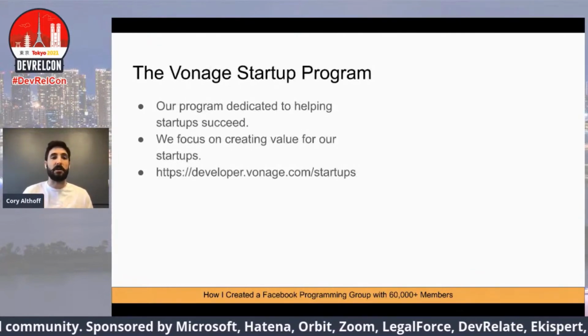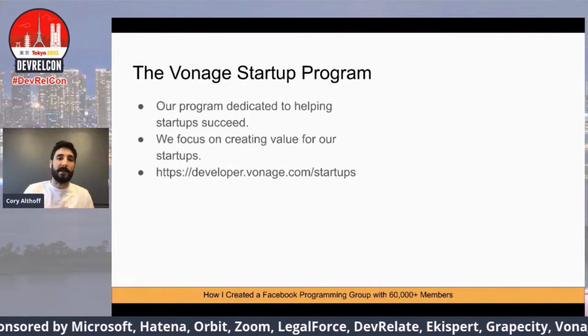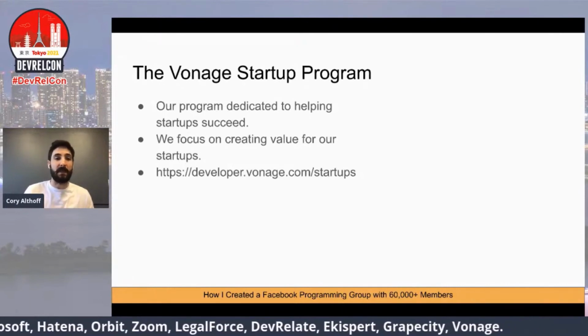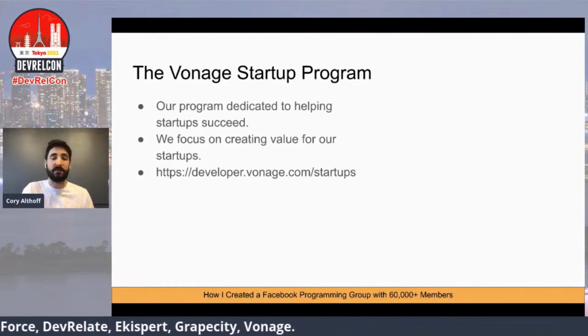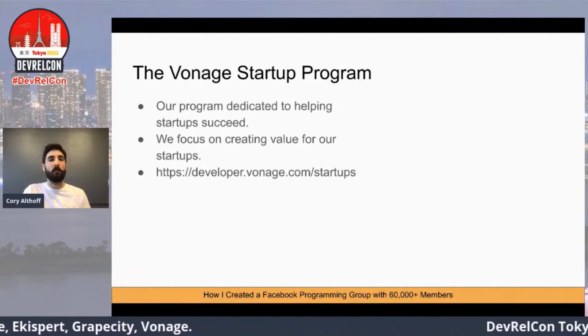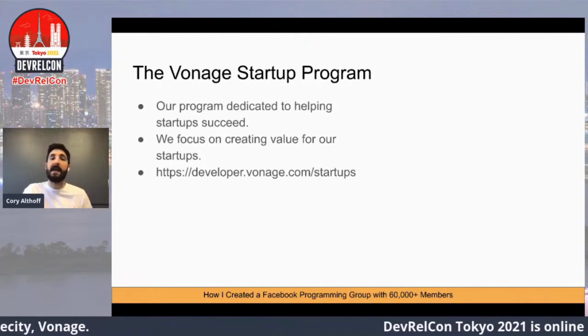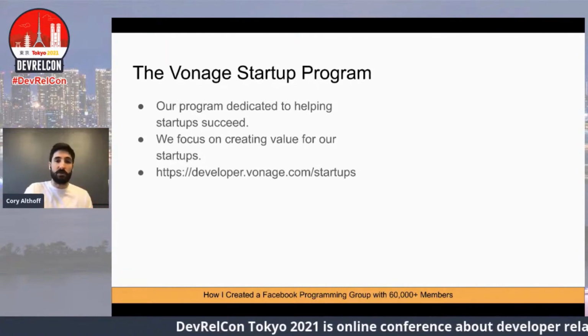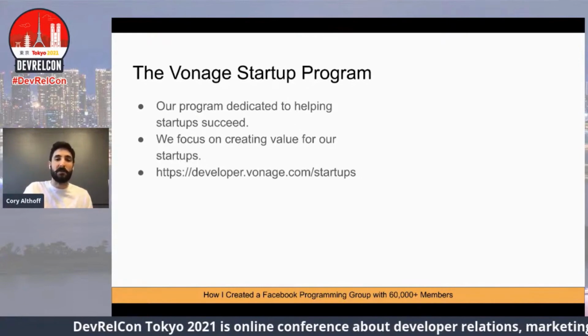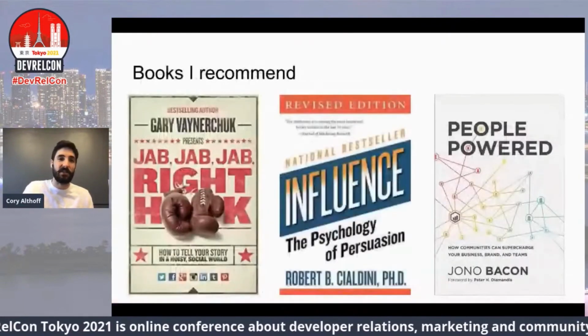And we've also got the Vonage Startup Program, which is our program dedicated to helping startups succeed. So same thing, we focus on creating value for our startups, and we give away our APIs for free. Normally you have to pay for them, but we give them to our startups for free. And same as Voyagers, we do a lot of mentorship and stuff like that. So if you go to developer.vonage.com/startups, you can check that out.